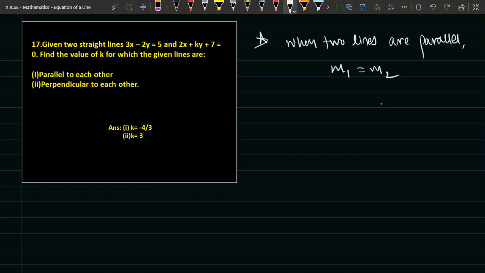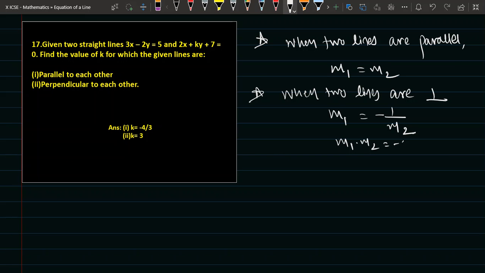That means their slopes are equal. When two lines are perpendicular, m1 is equal to minus 1 upon m2, or m1 times m2 is equal to minus 1. The product of their slopes is minus 1. So these two relations we have to use here. Now what are our two lines? First line is 3x minus 2y is equal to 5.